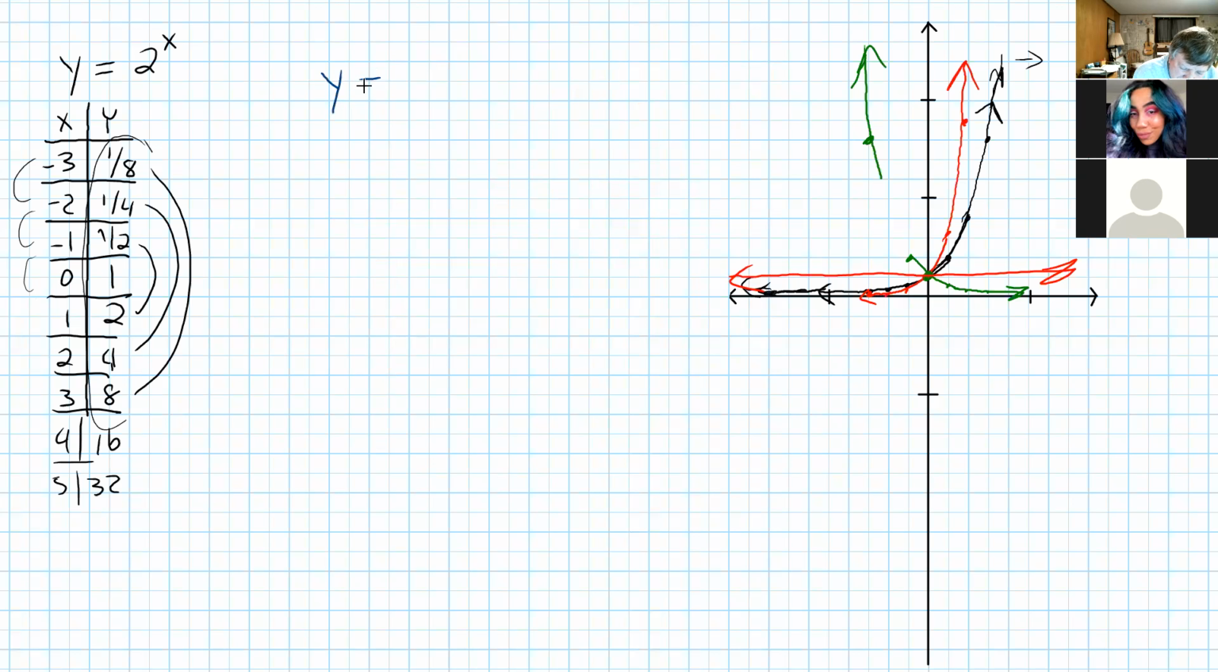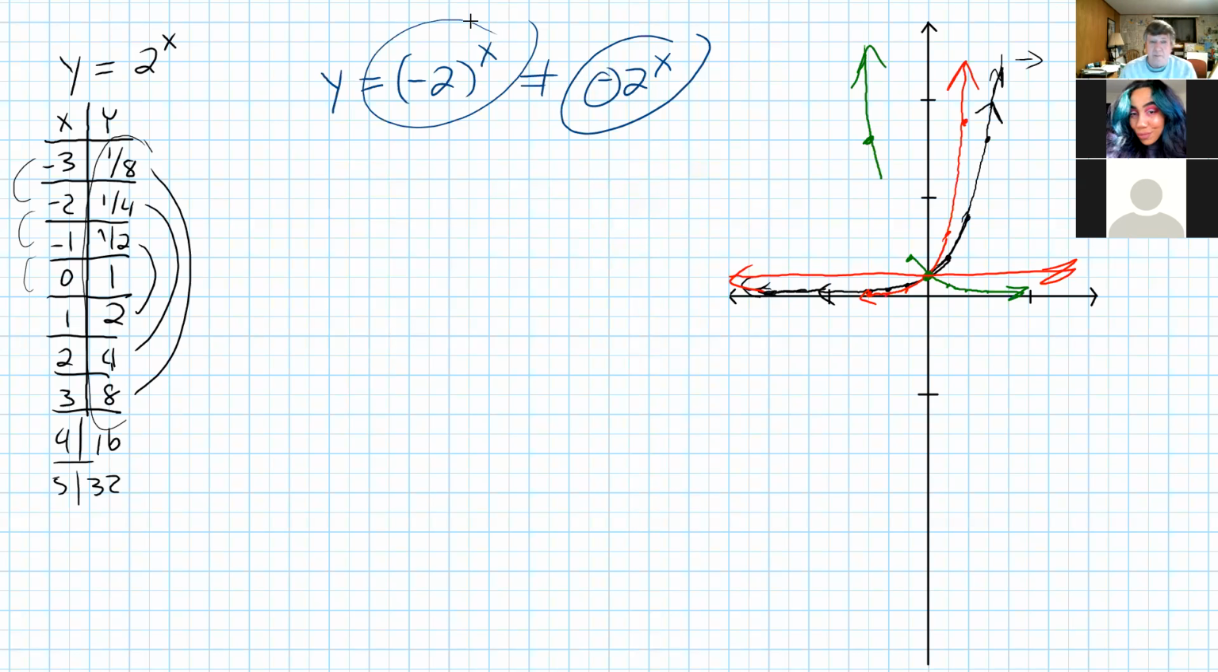Okay, let's take a look at one other example. Let's say instead of y equals 2 to the x, we have y equals (-2) to the x. First of all, I want to point out that's not the same as that. Here, that's 2 to the x with a negative sign in front. But here, the base inside is -2, okay? So they are different.